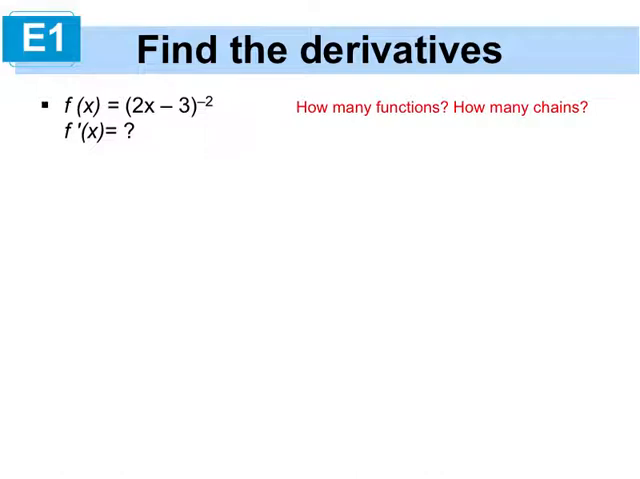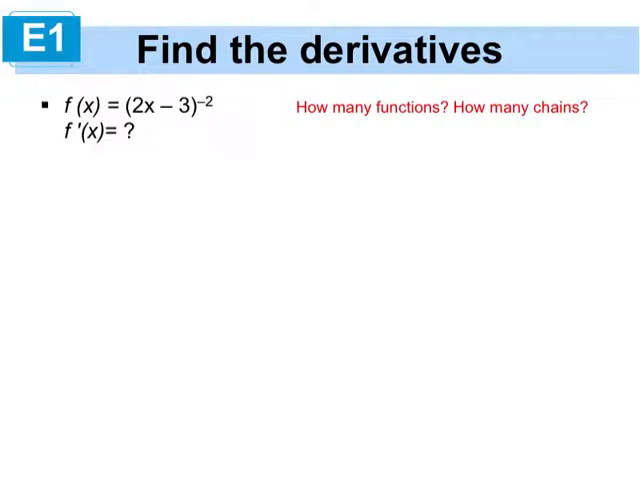As it says up there, how many functions? 2, perfect. What are they? This function here is made up of two functions. What are the two functions? 2x minus 3, good. And then the negative second. So the negative second is one of the functions. Whatever that thing is, we're taking it to the negative second power. And the 2x minus 3 is the other function. So two functions, how many chains?